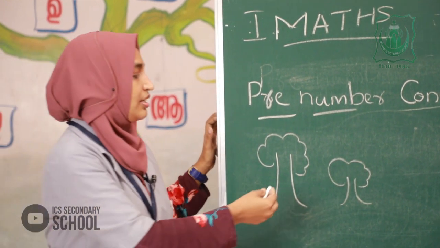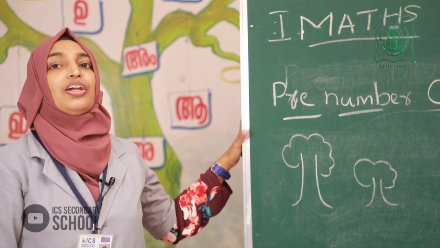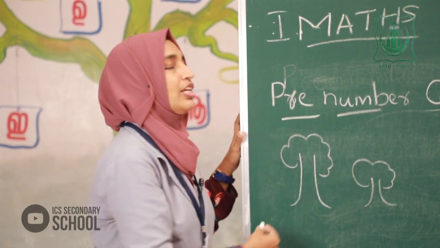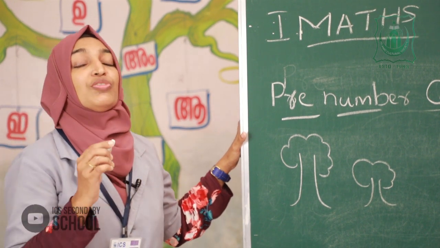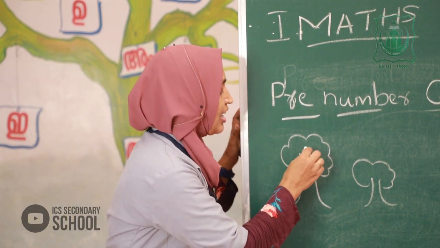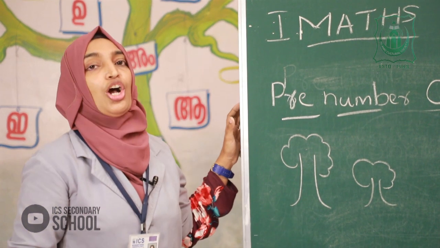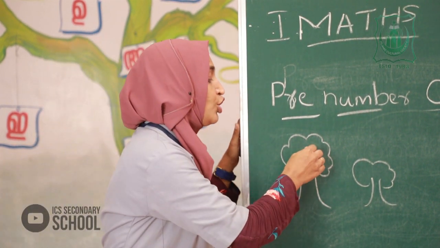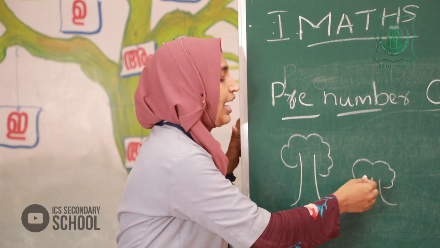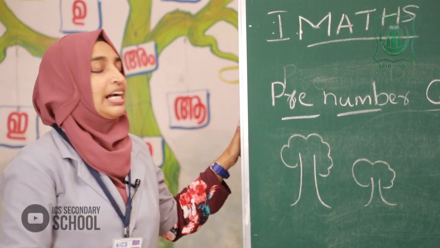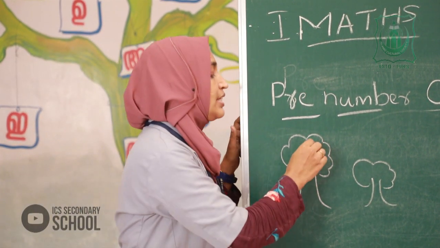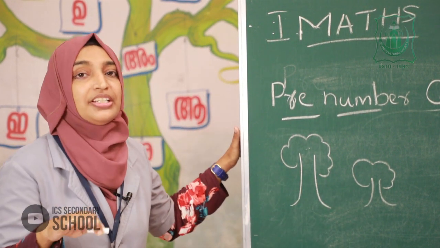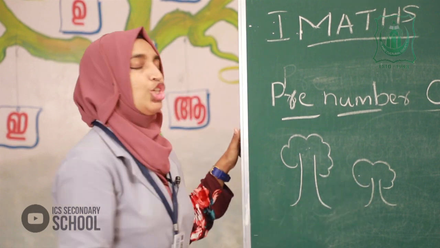Here you can see two trees. Which one is tall here? Yes, this is the tall and this is short. This is a tall tree and this is a short tree.